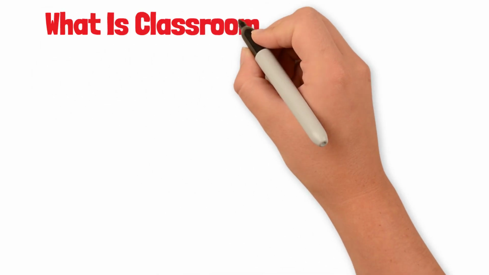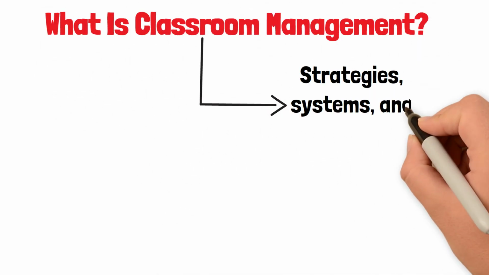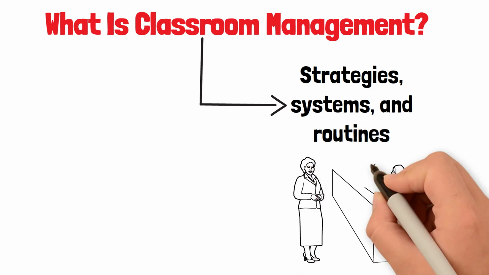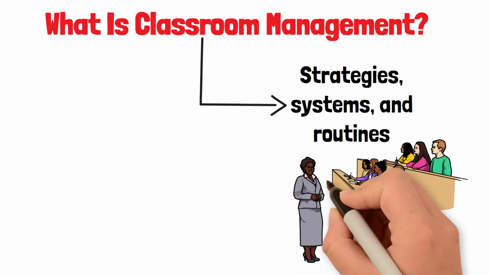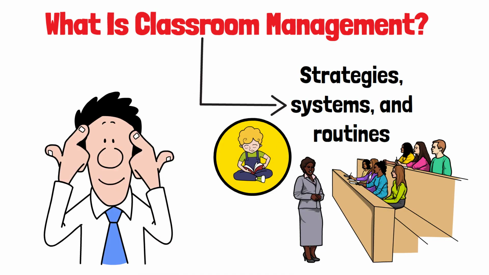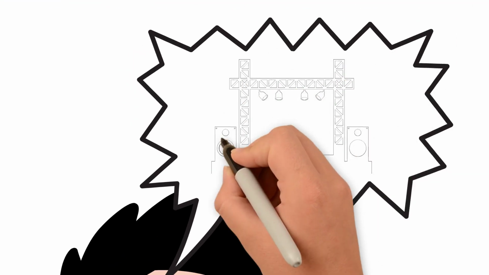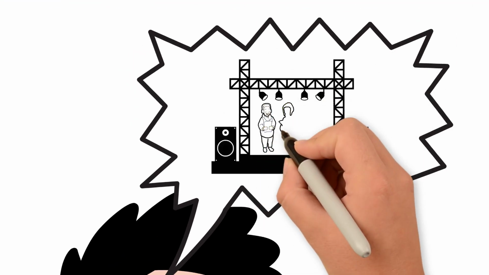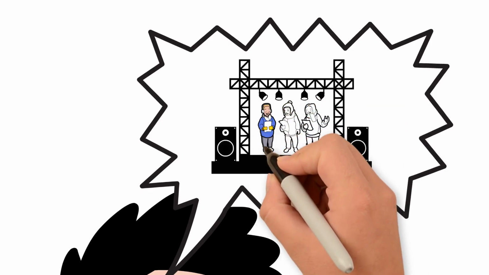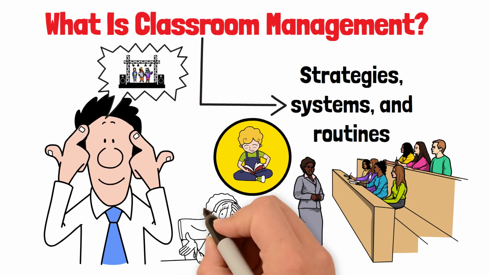What is classroom management? Classroom management is the set of strategies, systems, and routines teachers use to organize the classroom, guide student behavior, and build a positive learning atmosphere. Think of it like this. If the classroom is a stage, classroom management is the backstage crew that makes sure the lights, sound, and actors are all in sync so the show runs smoothly. Without it, even the best lesson plans can fall apart.